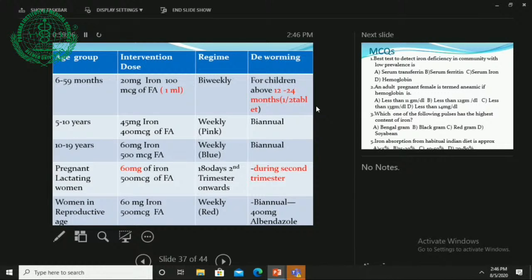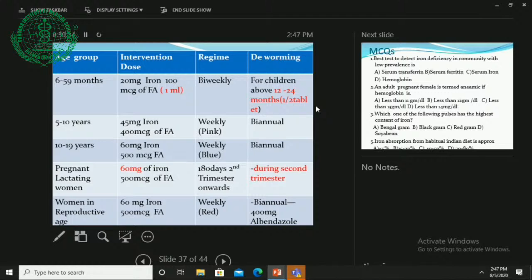So the adolescents should receive a total of 52 tablets in 1 year, because there are total 52 weeks. So on an average they should receive 52 tablets of iron and folic acid. Deworming for them is also biannually. Dose is the same, 400 milligrams, single dose albendazole.